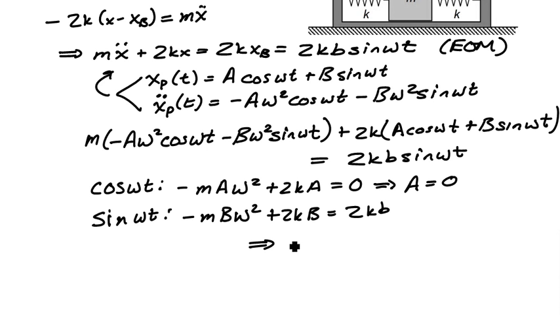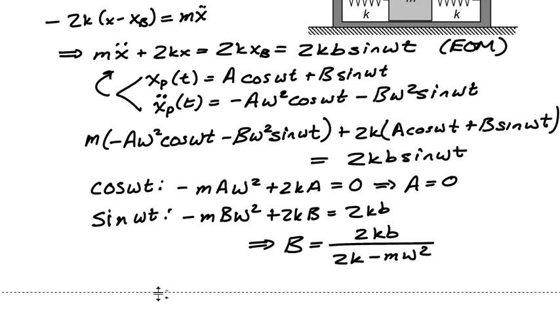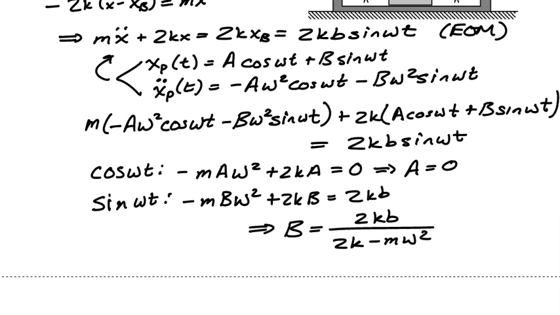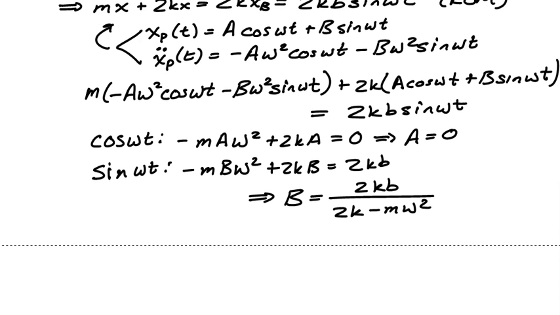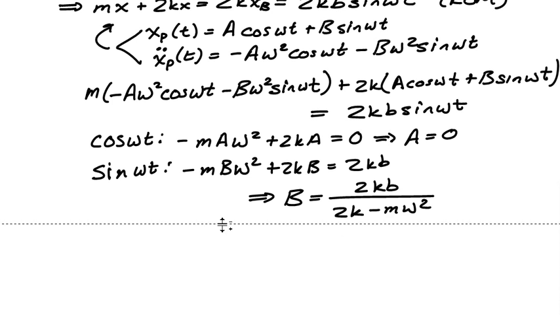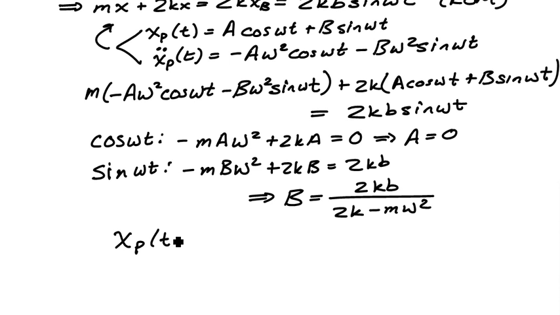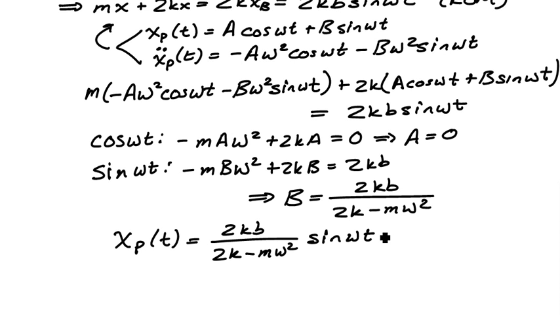If I solve this for capital B, I'll have capital B is equal to 2 times k times little b divided by quantity 2k minus m omega squared. What this means is that x_p of t is going to be 2k little b divided by 2k minus m omega squared times the sine of omega t.